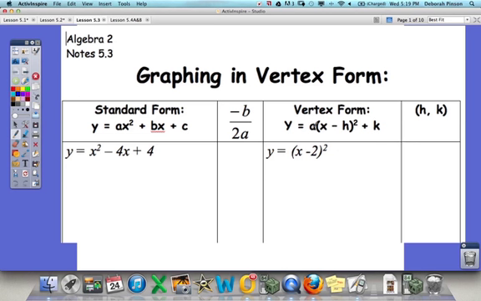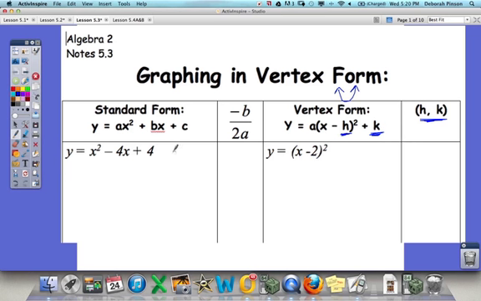Now, vertex form reminds me a whole lot of graphing absolute value, except it's a parabola instead of a V. It's called vertex form because the vertex is given by numbers in the equation. It's h, k. Now, I want you to look at these two equations right here.